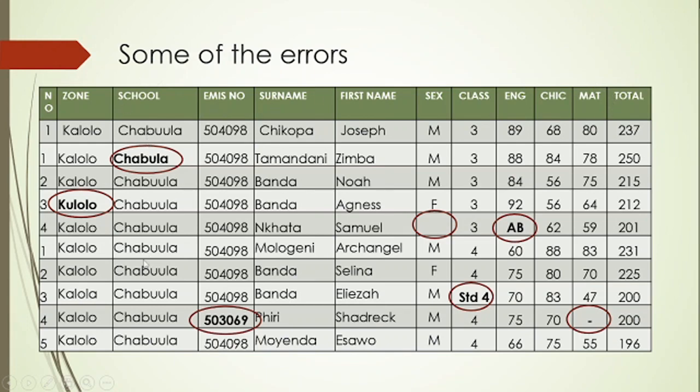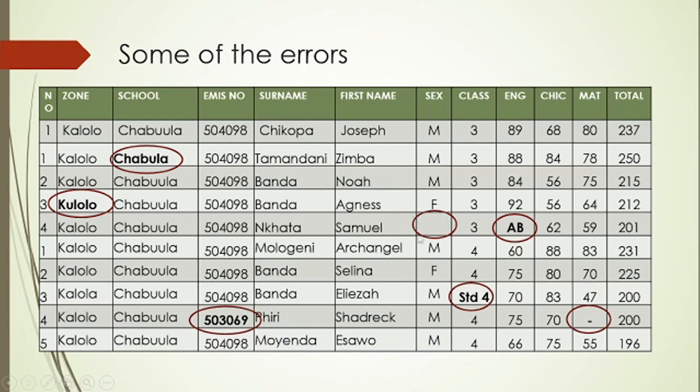Then you see that this school is Chabula, and then there's a certain Chabula here, Chabula. So this will create some calculation problems when it comes to number of learners per school. And then Kalolo, then you see Kulolo here. So these are things that must be avoided. And then you see the MS number for this school is 504098, and only this name here contains a very different MS number. So we need to check all those things.